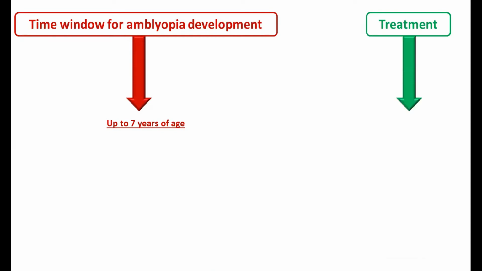So we have two windows. We mentioned the word window twice throughout this tutorial. We have the window for amblyopia development, and if you remember, it was up to 7 to 8 years of age. And we have the treatment window, which is up to 17 years of age. All right.